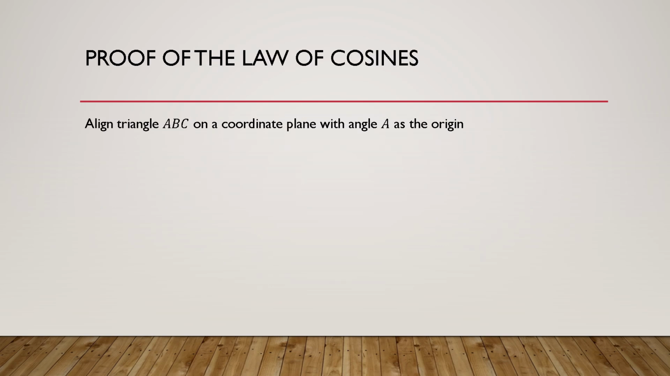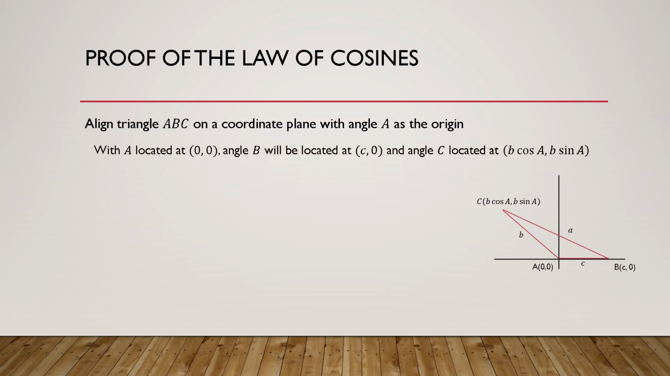To prove the law of cosines, first we align a triangle on a coordinate plane such that angle A is located at the origin and side c corresponds to the x-axis. With angle A located at 0, 0, angle B will be located at c, 0, and angle C will be located at b cosine A, b sine A. For the distance equation, we derive the following. a squared is equal to b cosine A minus c quantity squared, plus b sine A minus 0 quantity squared.